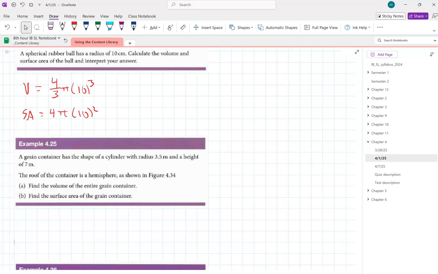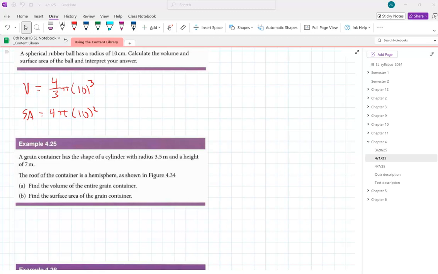All right. The next question here says we've got a grain storage container that's in the shape of a cylinder with a radius of 3.5 and a height of 7. But stuck on top of that, the roof of that container is a hemisphere. We're asked to find the volume for the container.